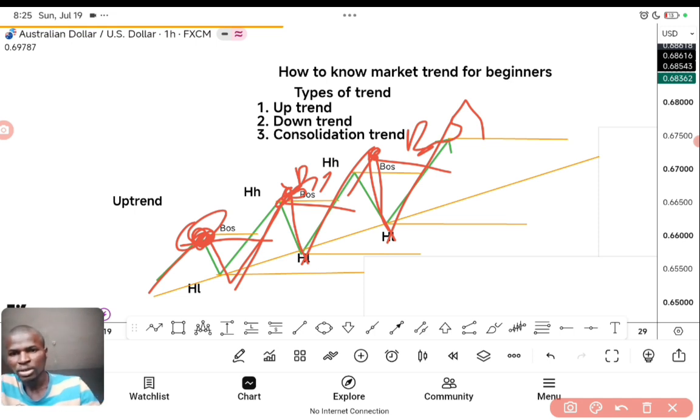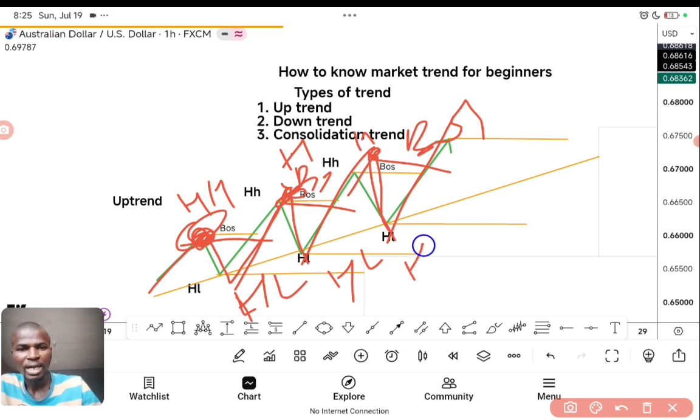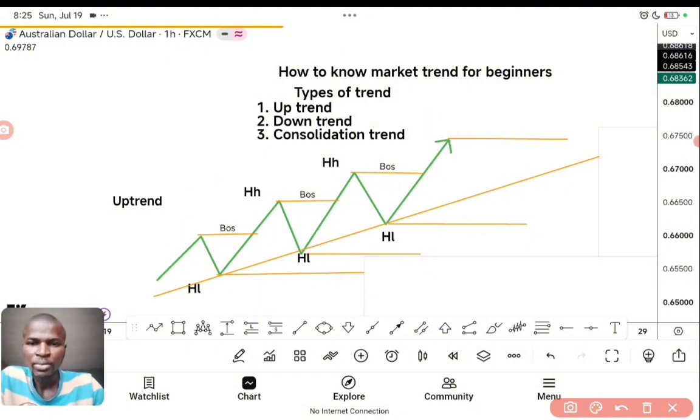So this structural point is called higher high in an uptrend, and this retracement is called higher low. Higher high, higher low, higher high, higher low. Are you getting my point? So when a structural point is being broken to the upside, it is an uptrend, as you can see. That's one of the ways to know the trend of the market.